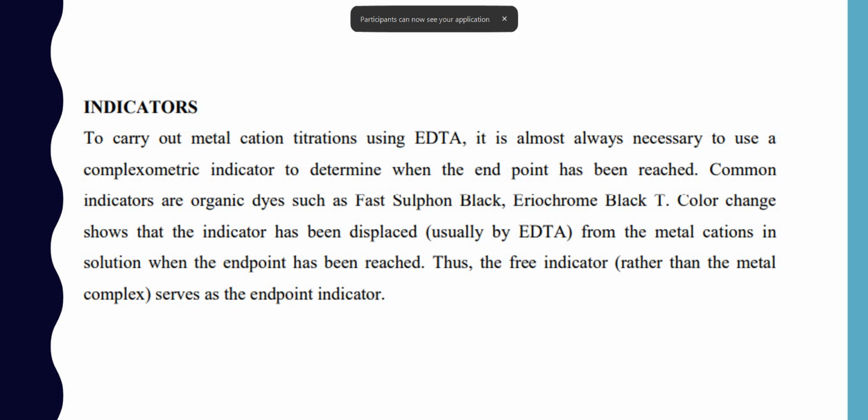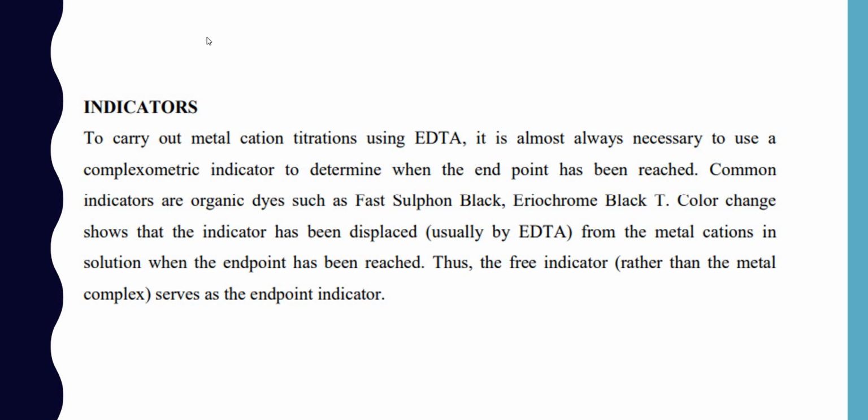Now we are going to see indicators. To carry out metal cation titrations using EDTA, it is almost always necessary to use a complexometric indicator to determine when the endpoint has been reached. Common indicators are organic dyes such as fast sulphon black, eriochrome black T. Color change shows that the indicator has been displaced, usually by EDTA, from the metal cations in solution when the endpoint has been reached. Thus, the free indicator rather than the metal complex serves as the endpoint indicator.